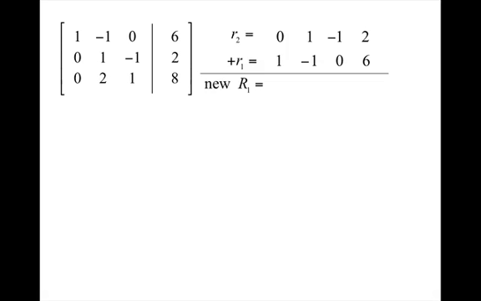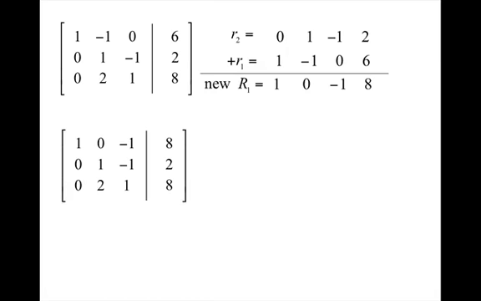So 0 plus 1 is 1. 1 minus 1 is 0. Negative 1 plus 0 is negative 1. And 2 plus 6 is 8. So rewrite this for row 1 and keep rows 2 and 3 the same.